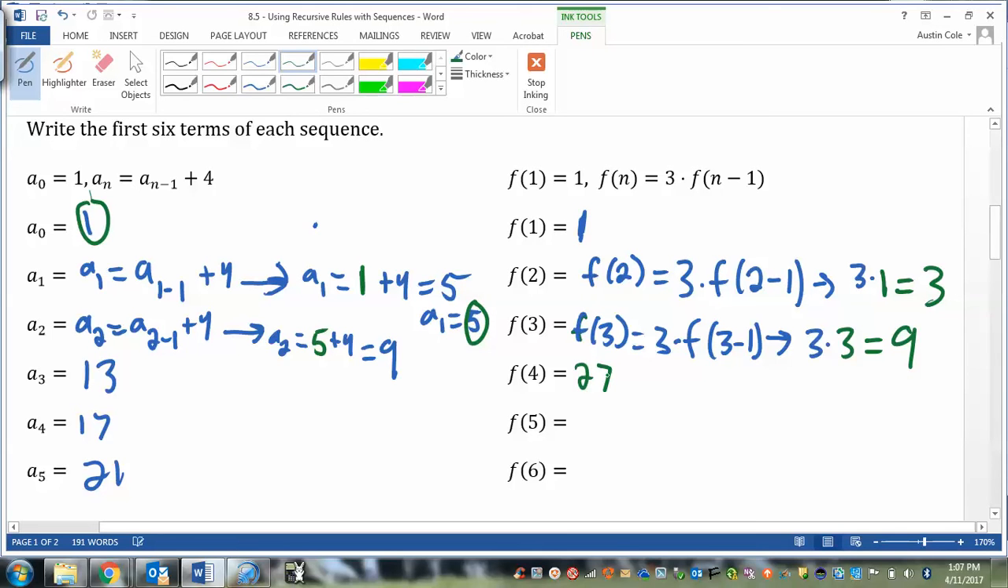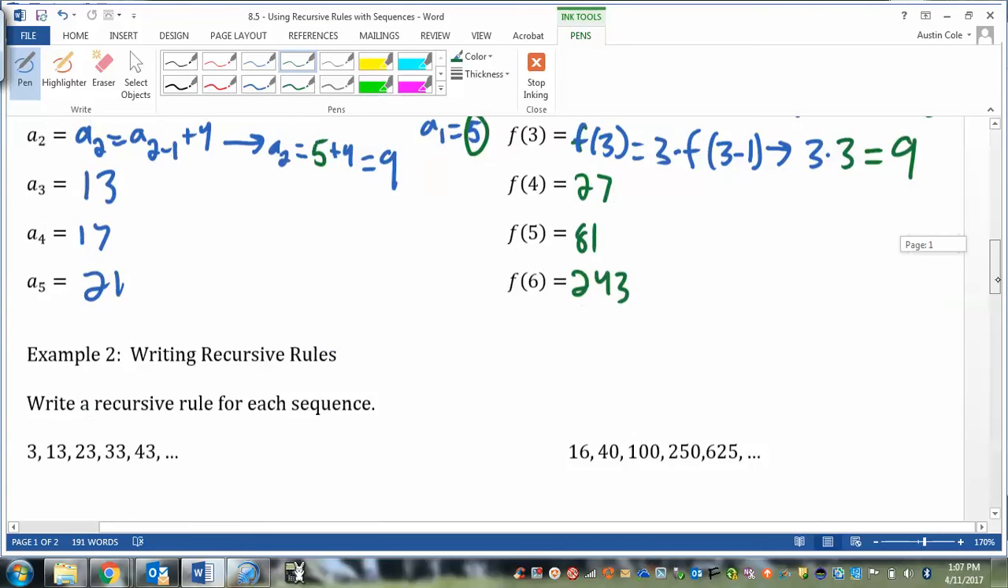How about the next one? 81. And 243. Exactly. Okay? Any questions on that? Awesome. Okay, so that's a way for us to take a recursive rule and define the first 5 or 6 or however many terms we want in that sequence or series.